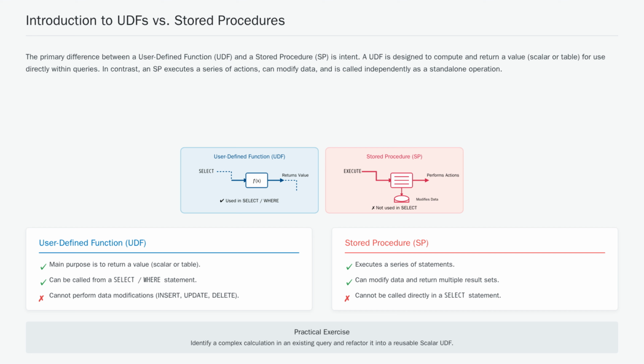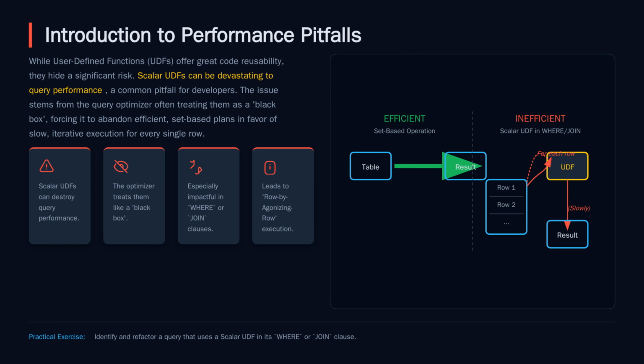A common point of confusion is when to use a function versus a stored procedure. The key difference is intent. Functions are designed to be used within a query to compute and return a value. Stored procedures are designed to execute a series of actions, which can include data modification like inserts or updates and can return multiple result sets. A core rule is you cannot call a stored procedure from within a select statement, but you can call a UDF.